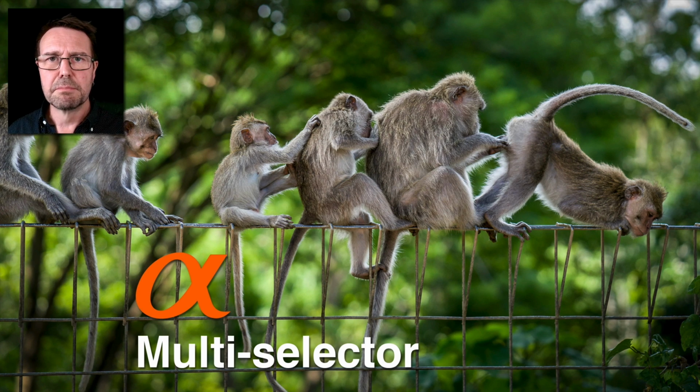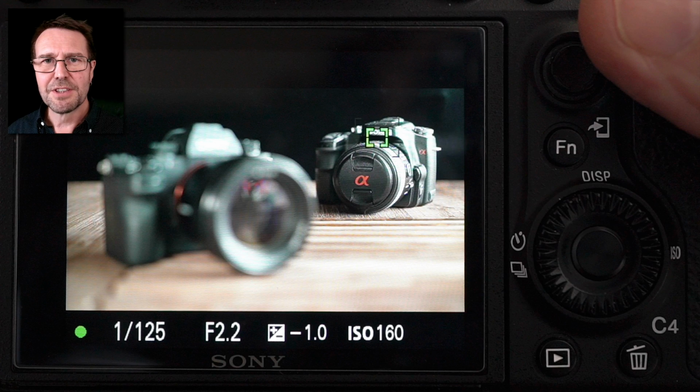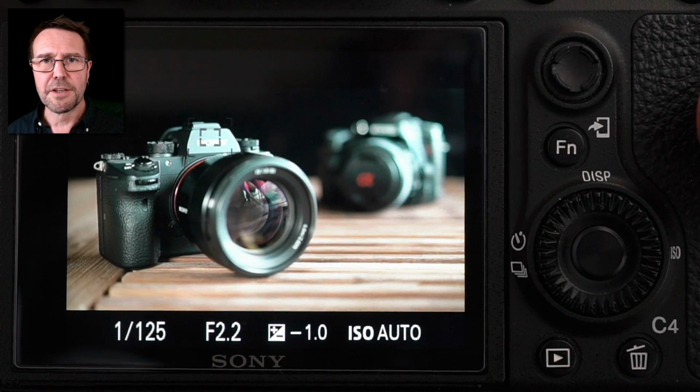Let's take a look at the multi-selector. It appears on the third generation of Sony A7 cameras and also the A9. Now we can quickly move the AF spot focus point around the screen, but there are a couple of other functions of the multi-selector. Probably one of the reasons it's got multi in the word. So let's first take a look at moving that focus point.